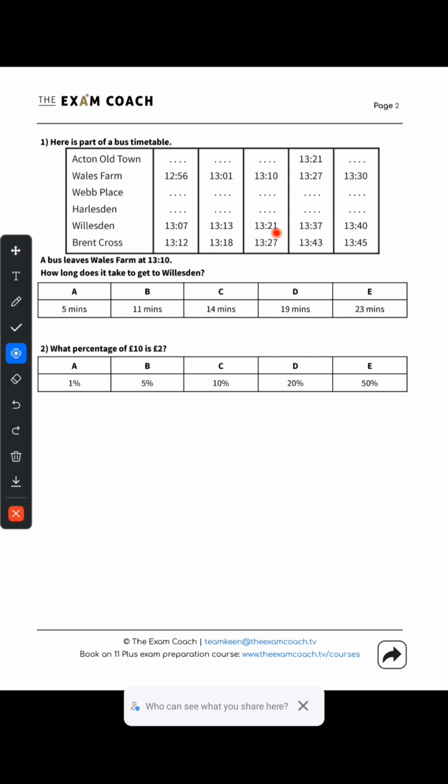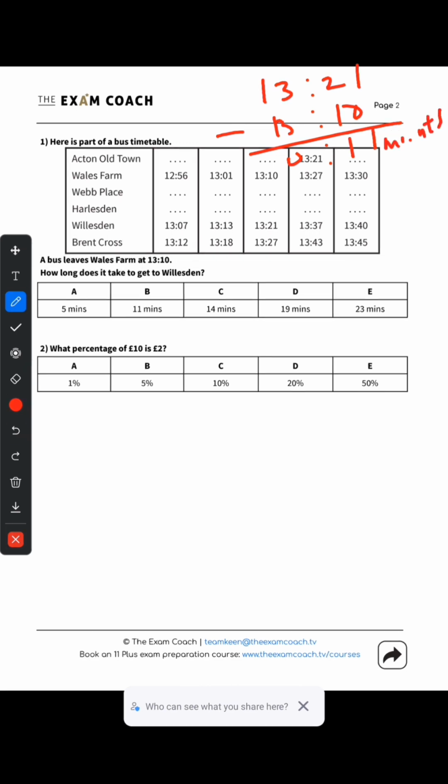So we're supposed to calculate the time difference. Looking at it from 13:10 to 13:21, you can just subtract the time difference, or you can view it mentally. When you subtract that, we have 11 minutes, 0 hours and 11 minutes. So the answer to this question is 11 minutes.